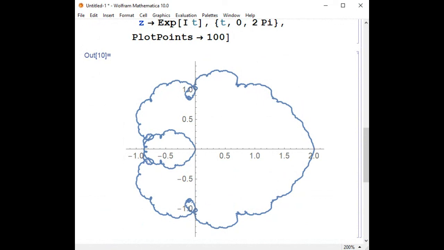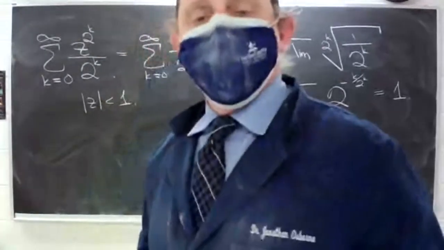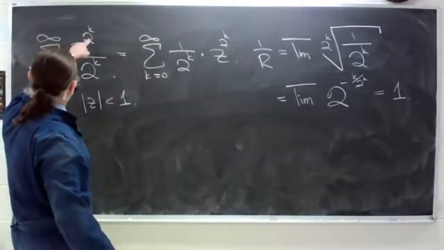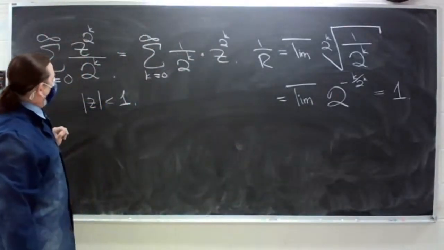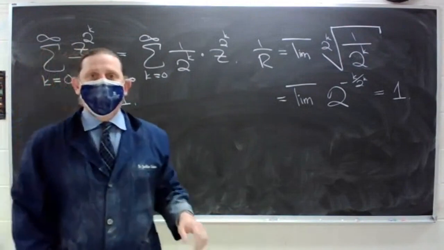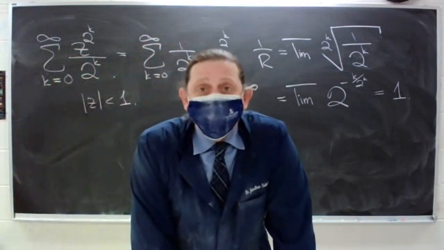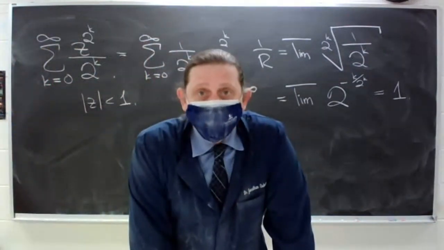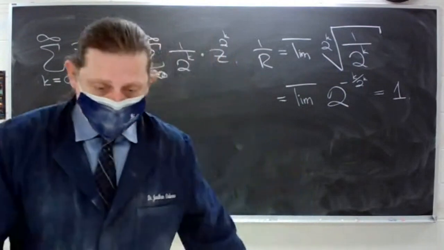And if we want to know why, we can see it immediately. If I take a derivative of this, the 2 to the k is going to cancel out. And this derivative won't converge anywhere on the circle of convergence. We'll talk next week.